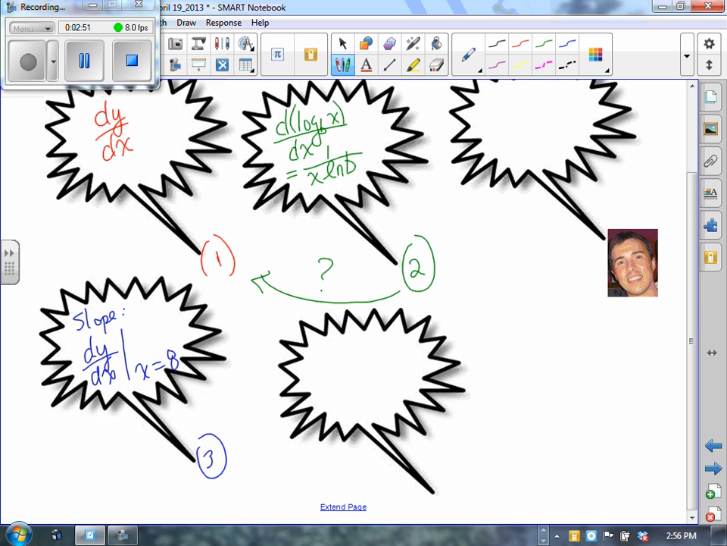And fourth and final, you do need the equation of the line. So recall that we've been using the point slope equation of the line. y minus y1 equals the slope multiplied by x minus x1. Okay, so we'll carry on with that tomorrow.